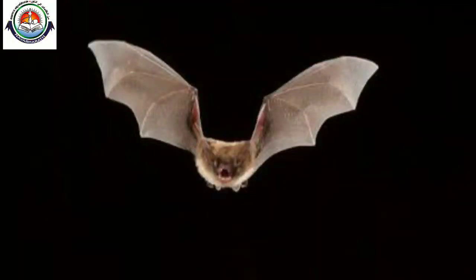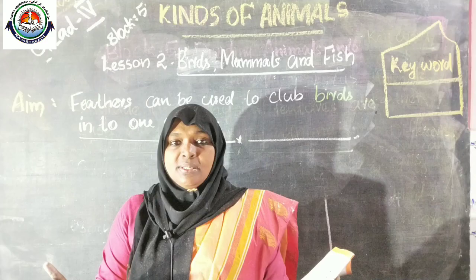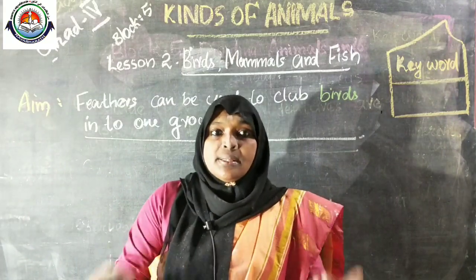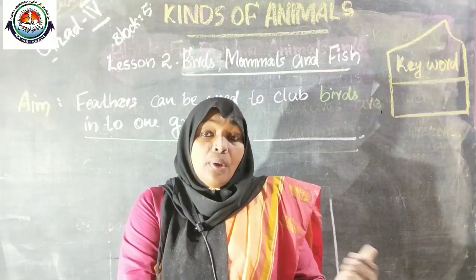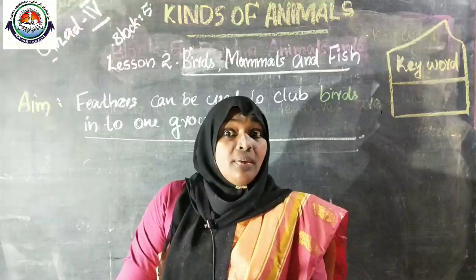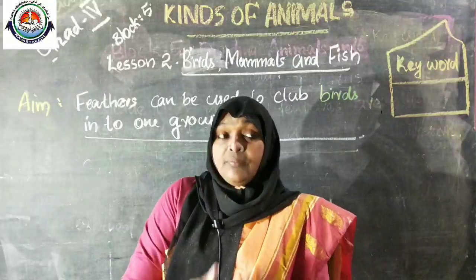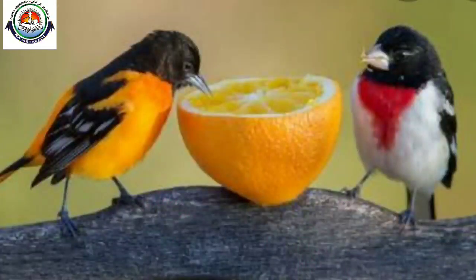Please clap your hands for him. Bat. Bat can fly, but bat is not a bird. Why? Yes, it has no feathers. So we can understand, if animals have covered their body with feathers, we can understand the animals are birds. Birds have feathers.